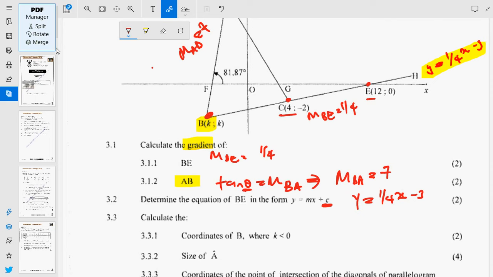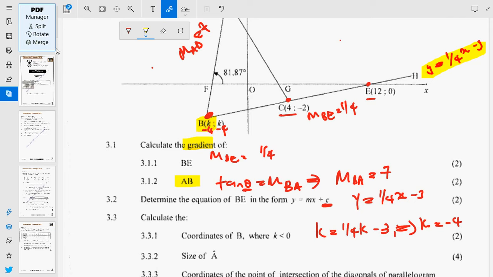So what does that mean? That means if it's satisfying that equation, then K is equal to 1/4 K minus 3, and you have to solve for K there. You'll find that K is equal to -4. So you can see here, the x coordinate is K and the y coordinate is K, so it's the same thing. So the coordinate of B is (-4; -4).